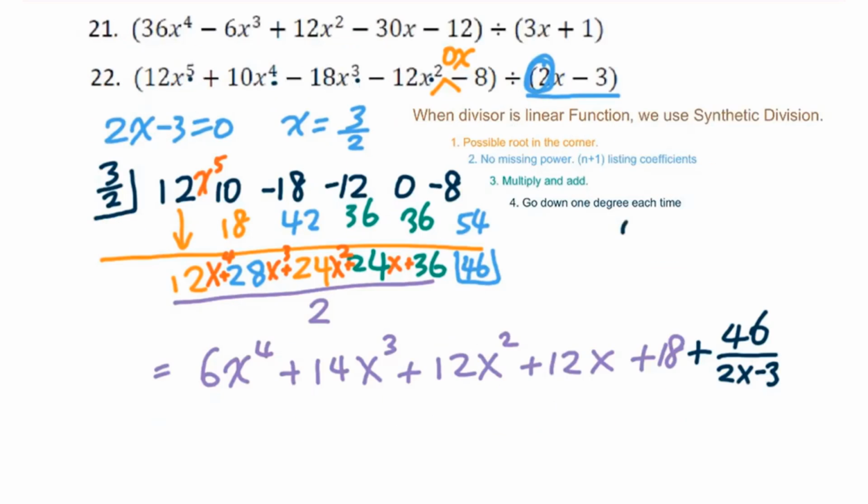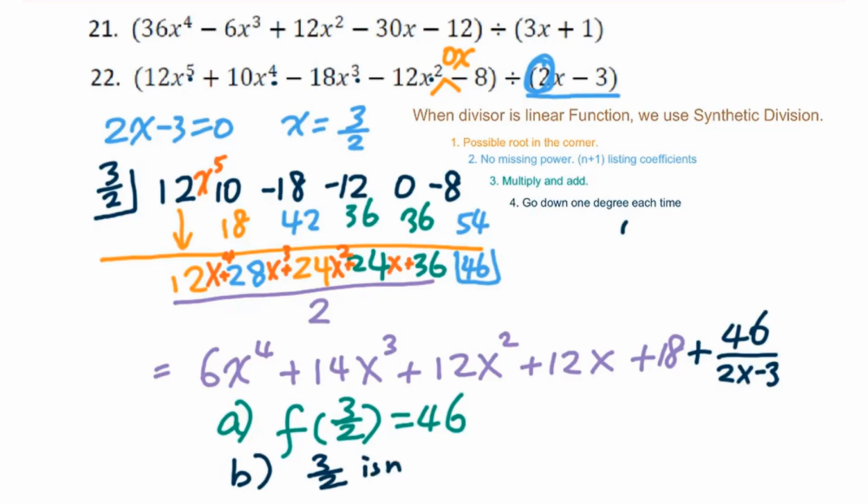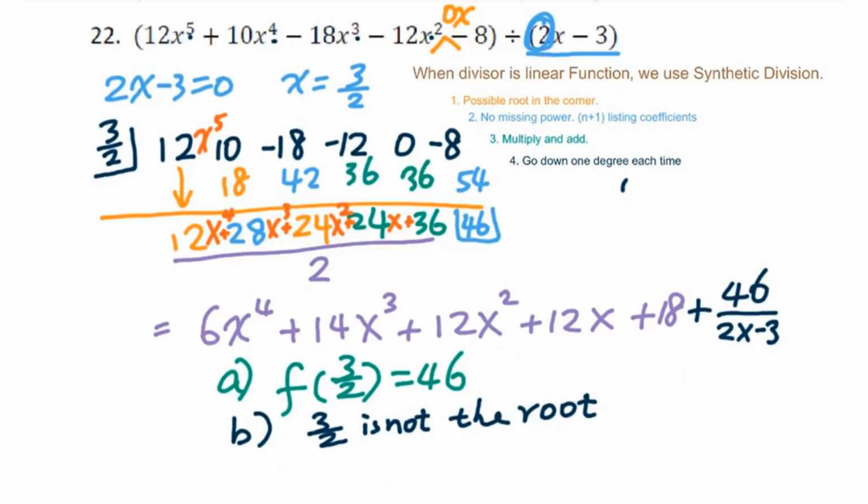So we get the three conclusions. First of all, f(3/2) equals the remainder 46. For b, 3/2 is not the root of this polynomial. For c, 2x - 3 is not a factor of this polynomial.